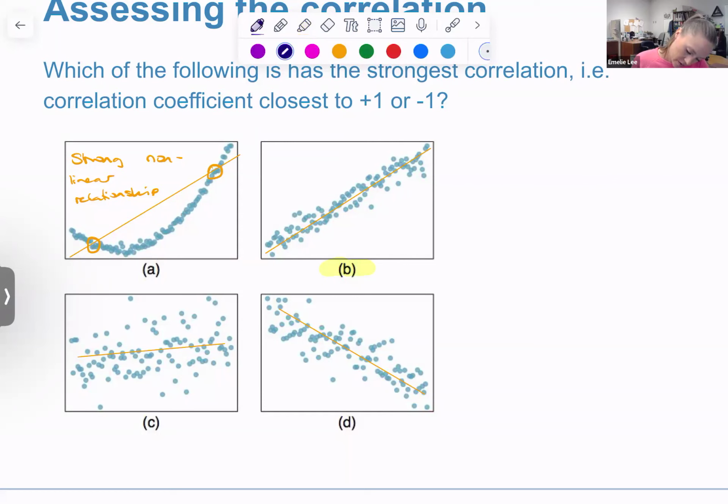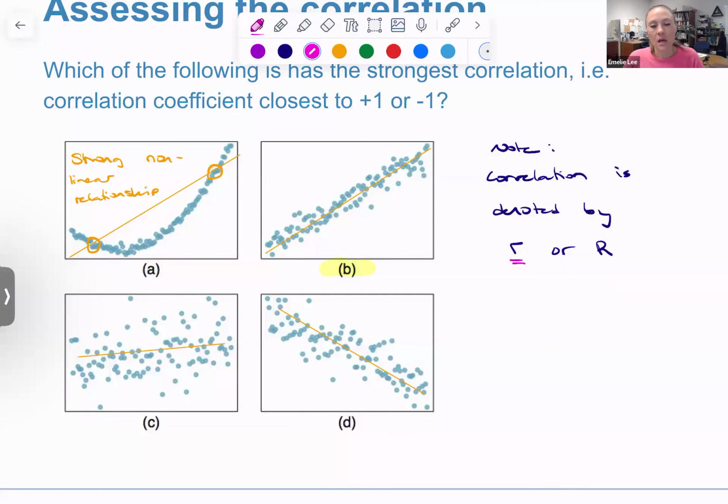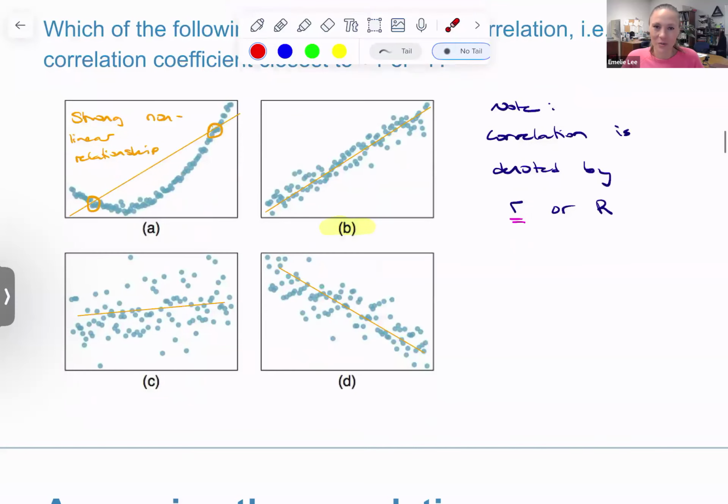Just as a note, the correlation is denoted by r, by a lowercase r or a capital R. I use a lowercase r, but the textbook uses a capital R. I understand why they do, but I just can't shake this habit of using a lowercase r, and so you'll have to put up with me. It's okay, you can use either one.